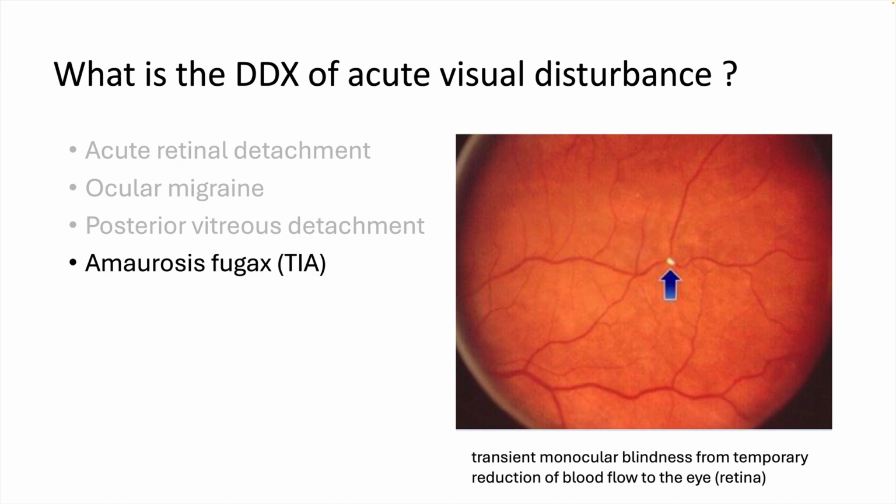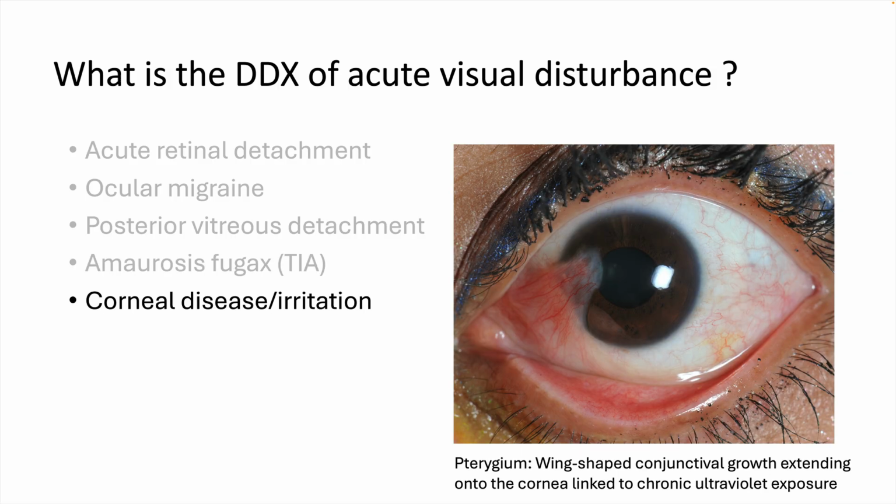Amaurosis fugax, which is a transient ischemic attack of the eye, causes transient monocular blindness from temporary reduction of blood flow to the retina, most commonly due to emboli from atherosclerotic carotid artery disease. Corneal disease or irritation, such as a pterygium seen here, which is a wing-shaped conjunctival growth extending onto the cornea due to chronic ultraviolet light exposure.